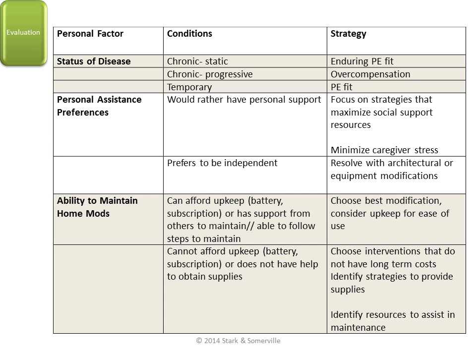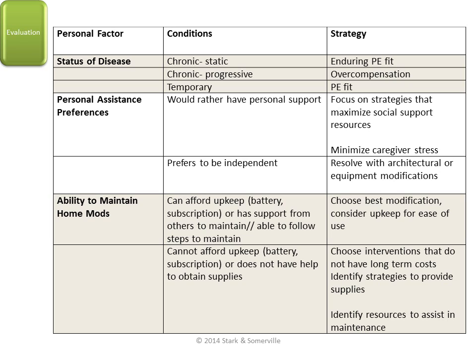So these are just some examples of personal factors: the status of the disease, what their preferences are with personal assistance, their ability to maintain home modification. So these are all things that we want to consider, and there's certain strategies that we're going to take into account depending on what their condition is and how it relates to each of these factors.